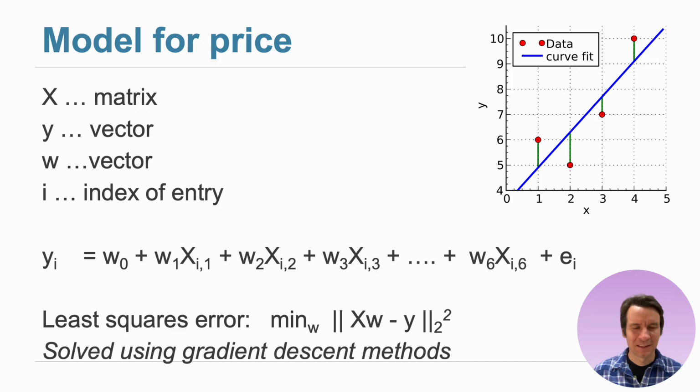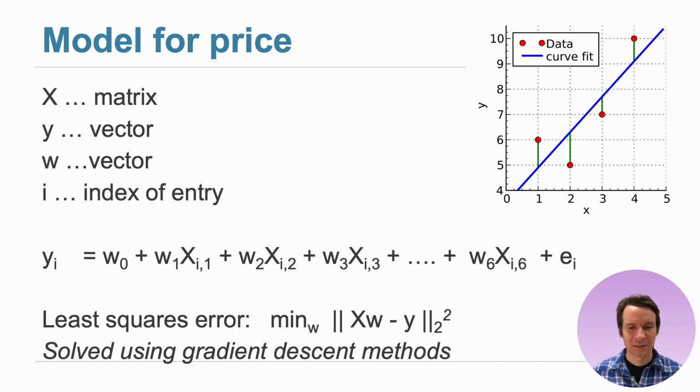One could write it a little bit more in a matrix algebra version, that you say x is a big matrix, y is a vector, w is a vector. So a matrix is a two-dimensional place where you put entries. You could think of it as a data frame, like it has two coordinates. y is a vector, w is a vector, i is the index of entries.